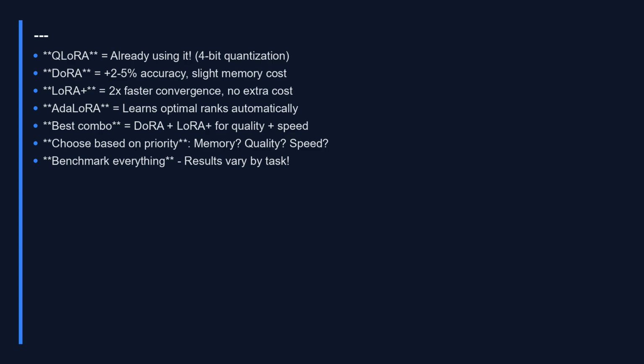Second, DoRA adds 2 to 5% accuracy by decomposing weight updates into magnitude and direction at a modest memory and speed cost. Third, LoRA+ doubles convergence speed by applying asymmetric learning rates to the A and B matrices. No extra memory, no accuracy penalty. Fourth, AdaLoRA learns optimal rank allocation automatically, delivering 3 to 7% efficiency gains. Fifth, the strongest combination is DoRA plus LoRA+: best quality, best speed, fits comfortably in your 48 GB.